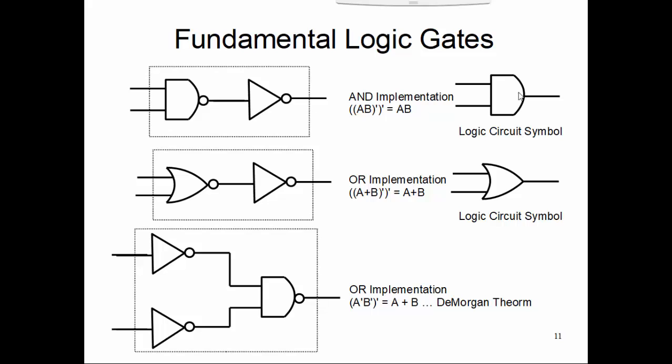I have a different implementation for OR as well. Here A and B are inverted first and run through a NAND. So A inverted, B inverted, whole inverted, and by De Morgan it is A or B, right? So we have two different configurations: either we can use a NOR with one inverter, or a NAND with two inverters at the input side.